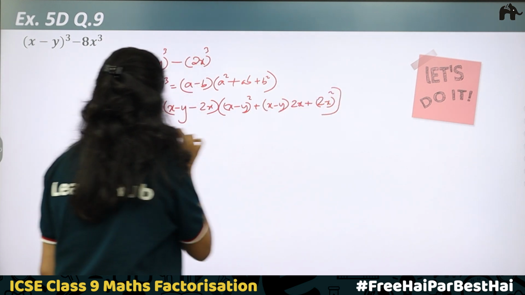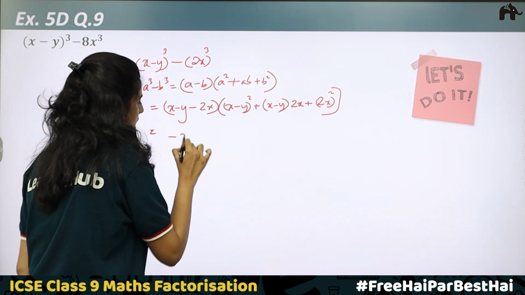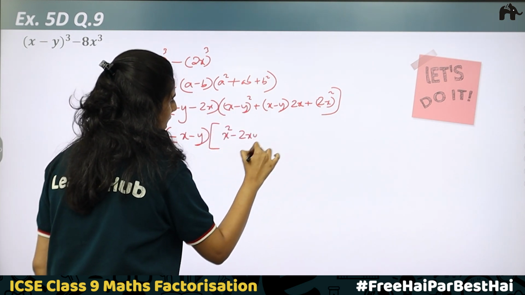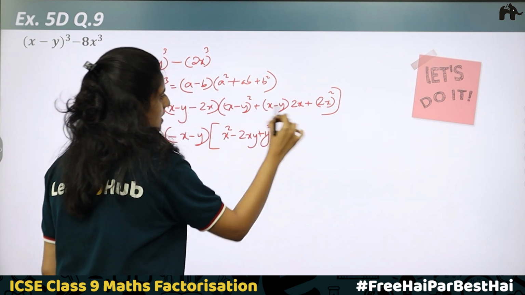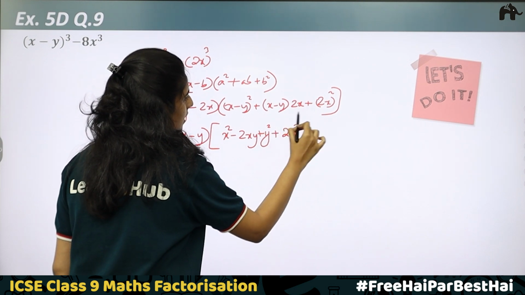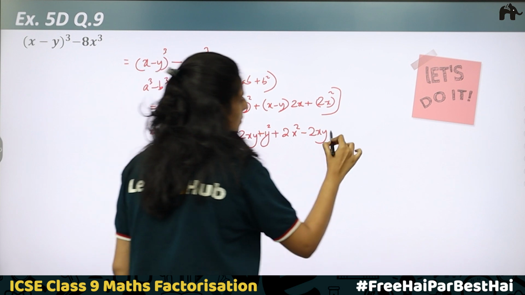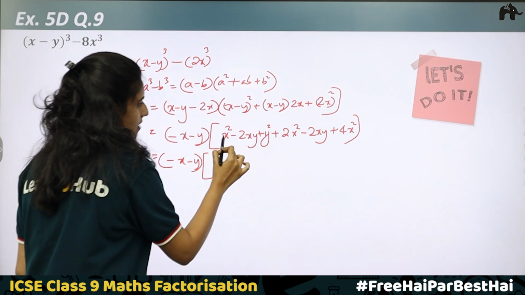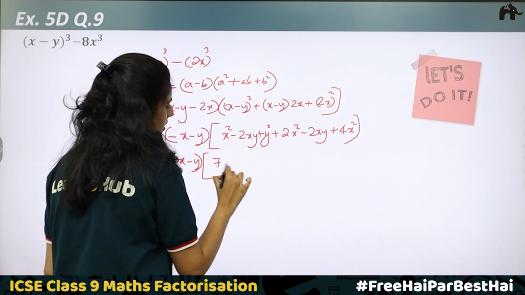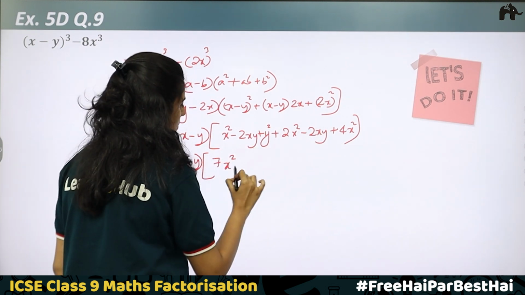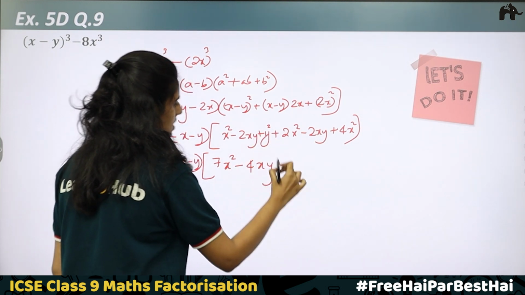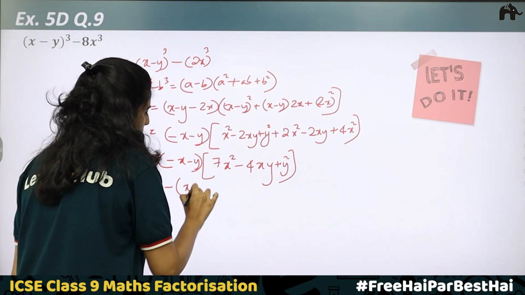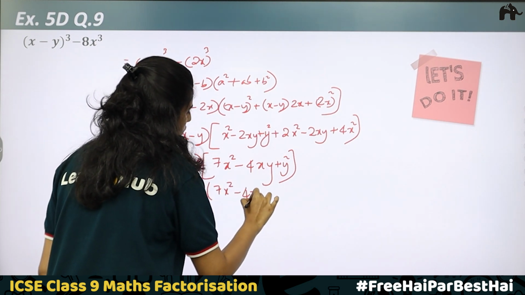2x whole square, which is equal to x minus 2x is minus x, minus x minus y into what is x minus y whole square? X square minus 2xy plus y square plus, here we have 2x into x which is 2x square, then minus 2xy plus 4x square, which is equal to minus x minus y into, here we have x square, 2x square and 4x square, total 7x square, minus 2xy minus 2xy minus 4xy, then we have y square plus y square. So the factors are minus x minus y, or this can be written as minus of x plus y into 7x square minus 4xy plus y square.